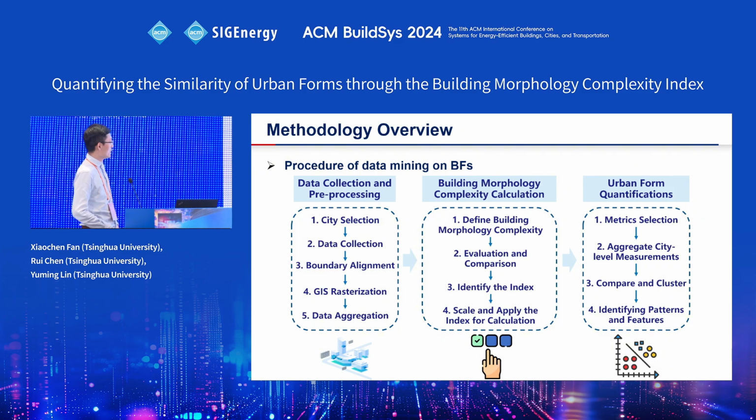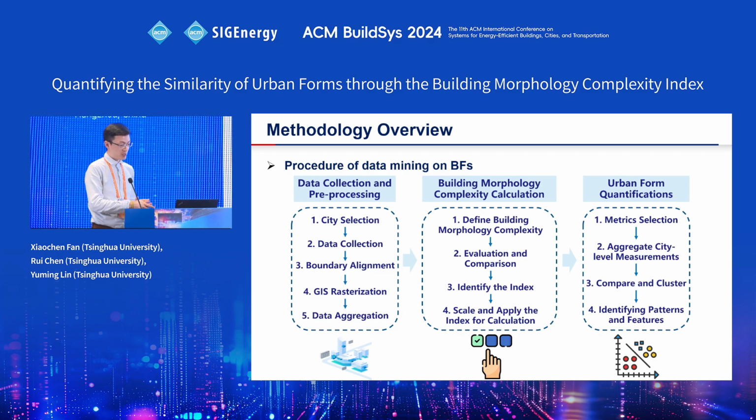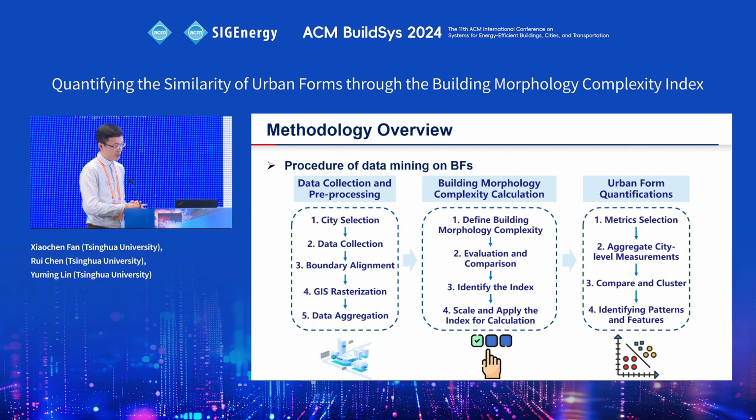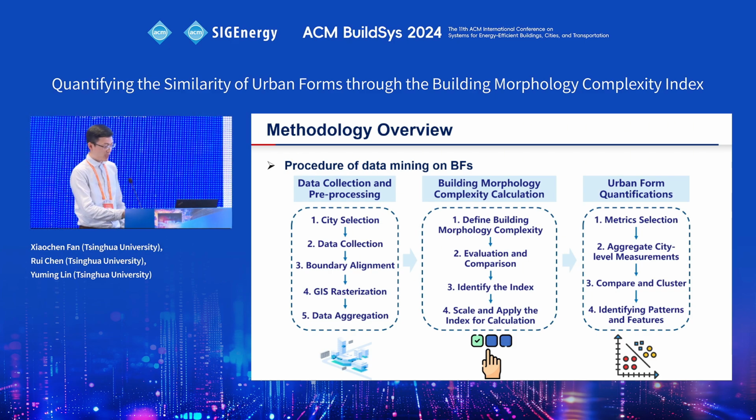We need to select some target cities and align their boundaries with building footprints using the GIS rasterization process, and also aggregate data from maybe region level to building level. And the second step is to identify a suitable index as a tool for the calculation of building morphology complexity. And the third step is to aggregate the city level measurements for the urban form quantification. So each of these steps involves a series of techniques to process data.